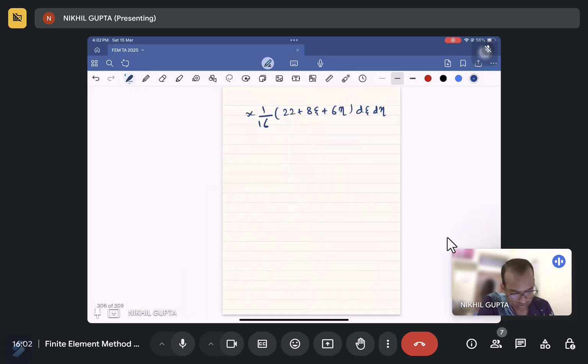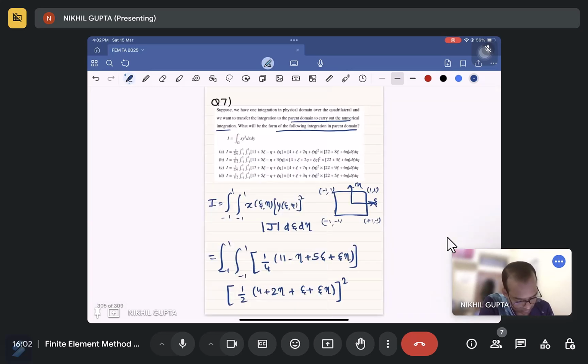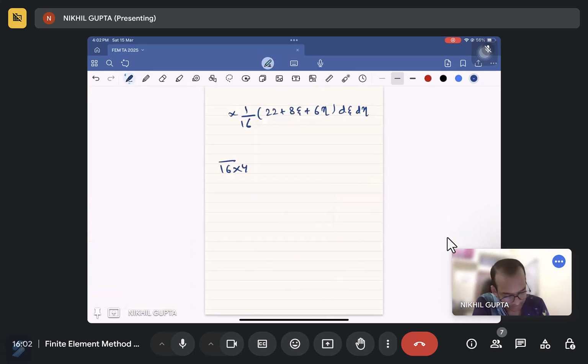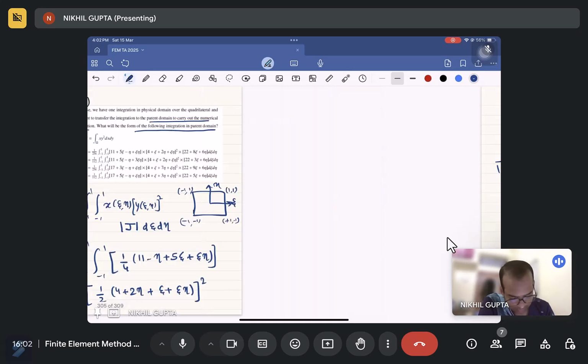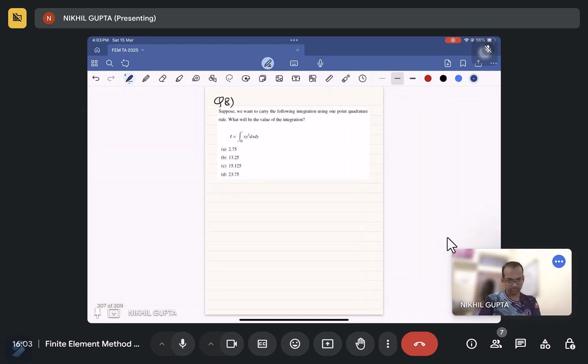So when you take it out, 1 by 16 into 4 here, 4 here, so it will go up to 256, I think. Yes, so which is the option? A is the option. They have written it only in the form of integration, and they haven't solved it yet. Okay, so we have to solve it here.